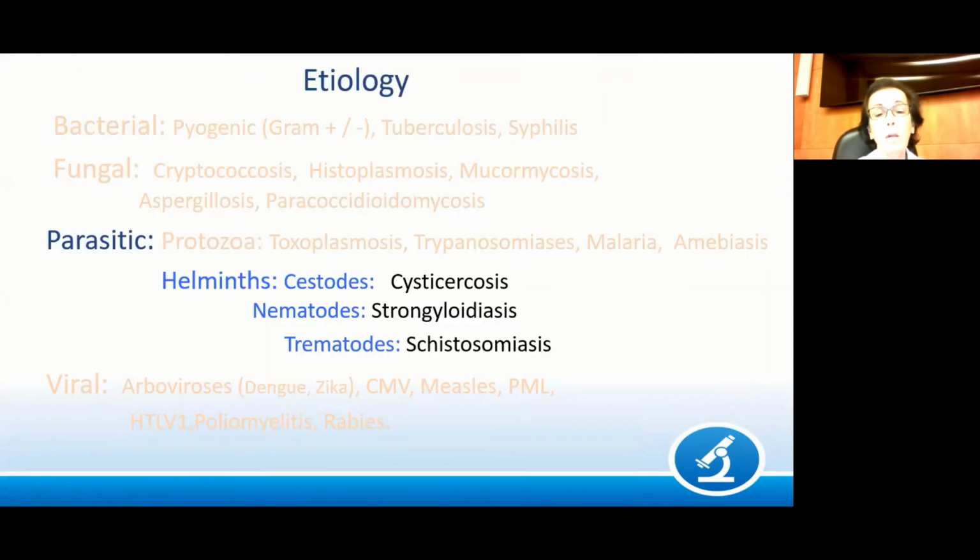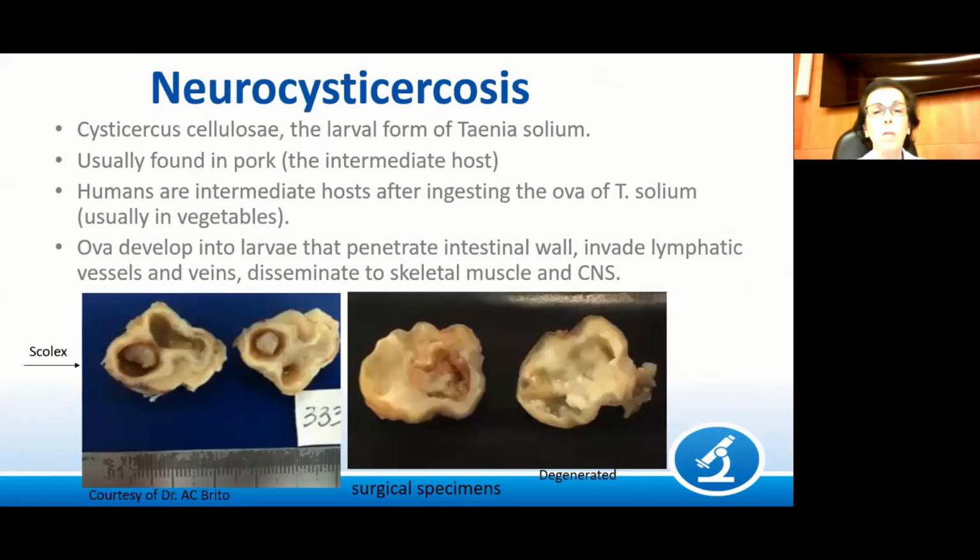Among the parasites, I'll talk about cysticercosis, neurocysticercosis. It is caused when humans are the intermediate host after ingesting the ova of Taenia solium, which is the worm. Cysticercosis, therefore, is the larval form of Taenia solium.